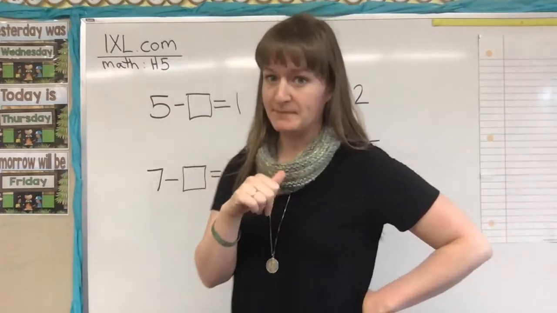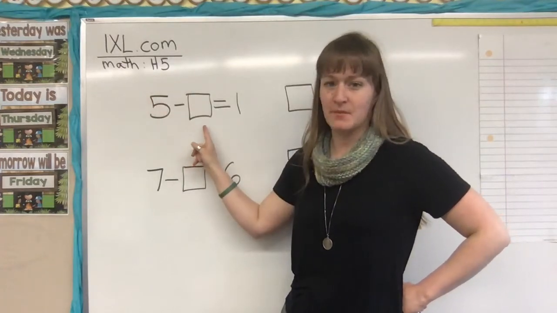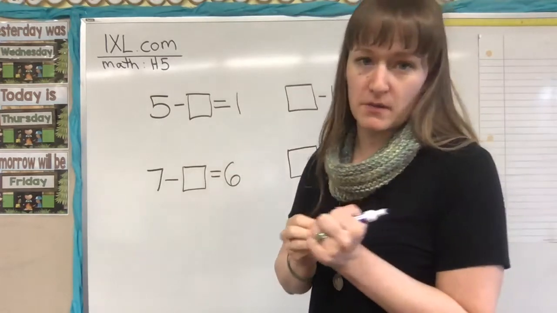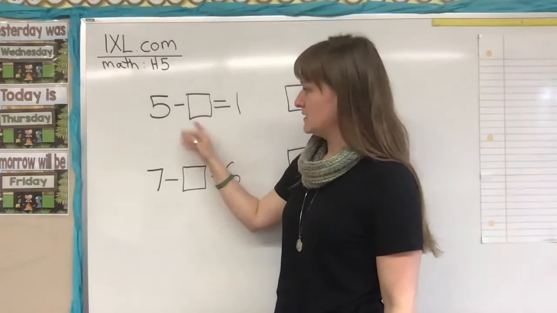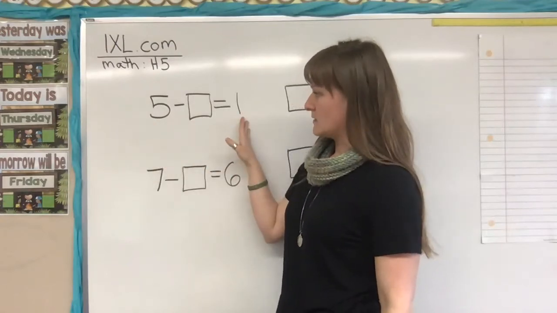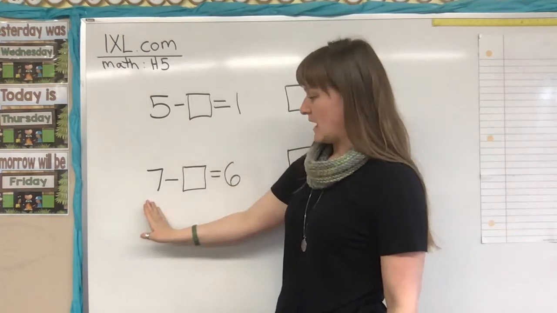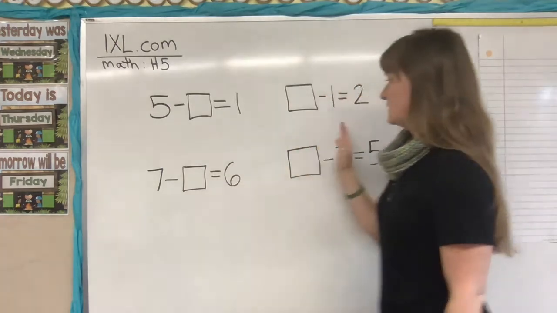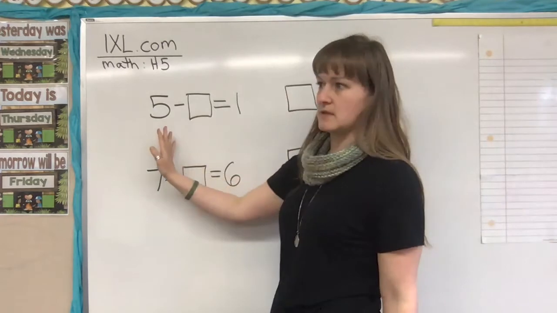Today, number one, I'm starting with math H5. This one is finding a missing number in a subtraction problem. There are two different equations that we're going to work through. The first one is where the second number is missing. So we have a first number, we have an answer, but we have a question mark or a blank box in the middle. And then in the other one, we're missing the first number. So first, let's focus on this one.